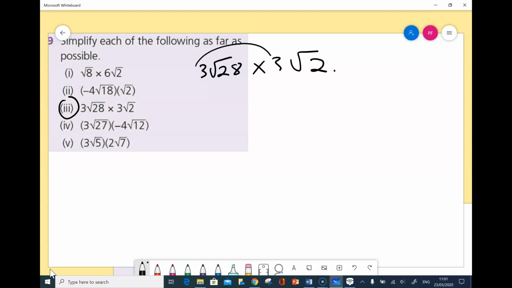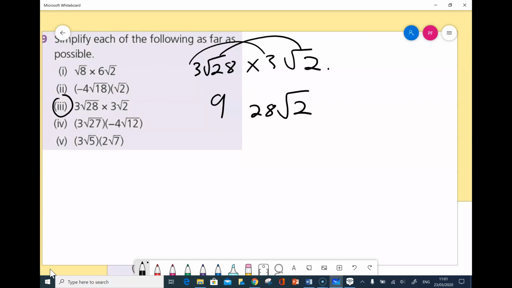Okay, so 3 times 3 would be 9, and root 28 by root 2 is exactly that, root 28 by root 2. And I could multiply it and say it's root 56, but I'm not too sure that will be of any use to me here. So I'm going to break up root 28 into root 4 by root 7, and that would be by root 2 here. Then root 4 is going to turn to 2.